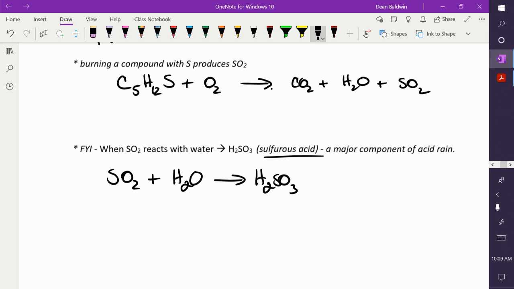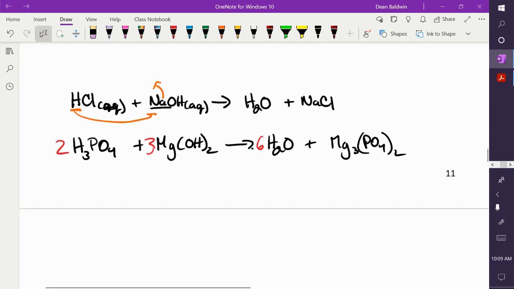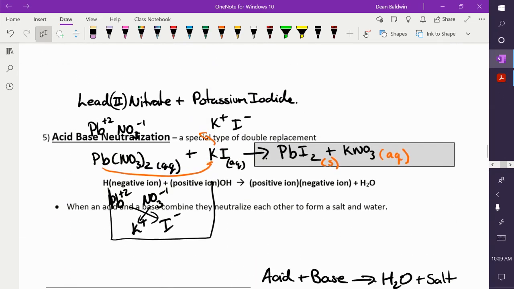All right. Is that okay? Have you seen all those reactions before, or most of those reactions before? I think synthesis, decomp, single replacement, double replacement, you should have seen those. 6 of these are they? Perfect. Hydrocarbons, and then you got acid base.